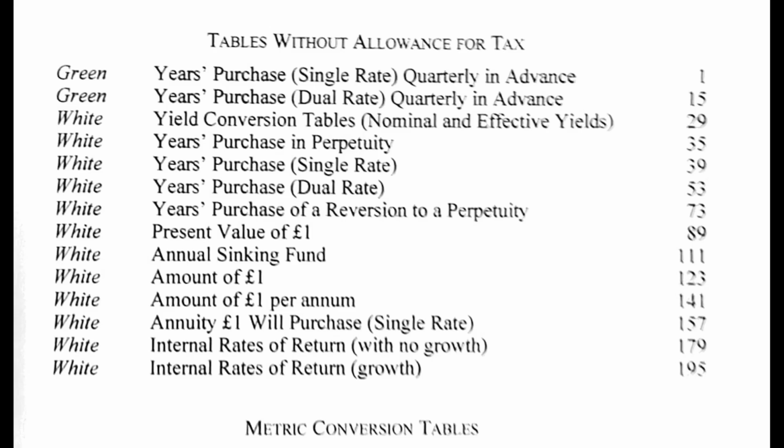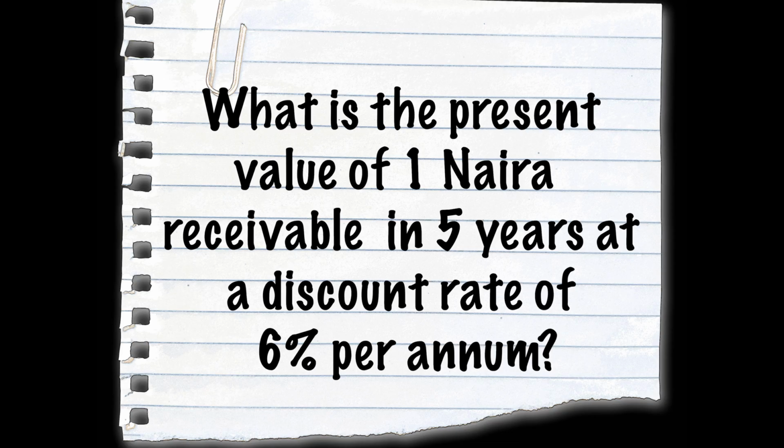On the contents page, it says that the present value of 1 naira is on page 89. And this is page 89, as you can see, the beginning of that section. Because our question says 6% for 5 years, we now, like I said before, flip down to where 6% is.